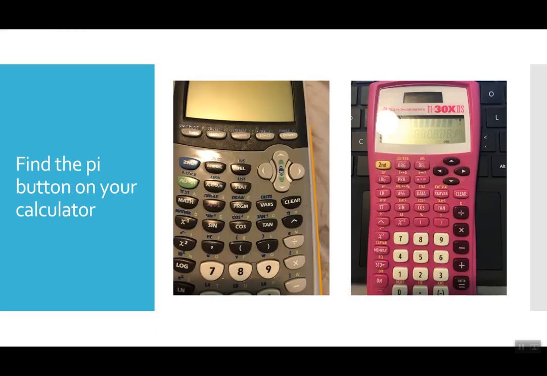You do have pi on your calculator, so it is important that you take the time to find it. I put two calculators up. The first one's the TI-84 graphing calculator, and you can see in the first column there is a value for pi. It's over the up arrow. And the second one I put up is the TI-30X, and you can see the pi is in the first column and it has its own button.